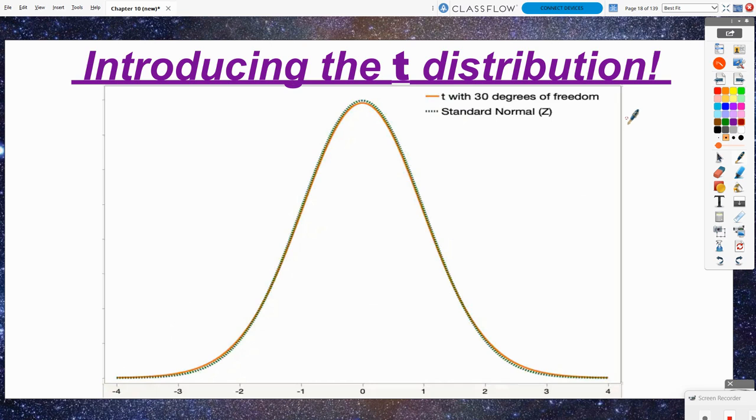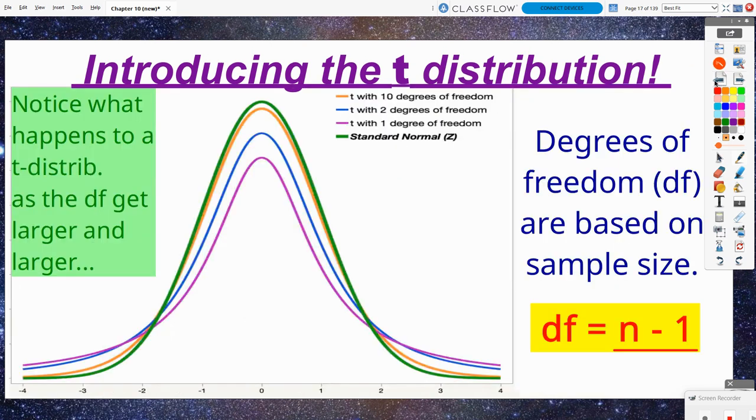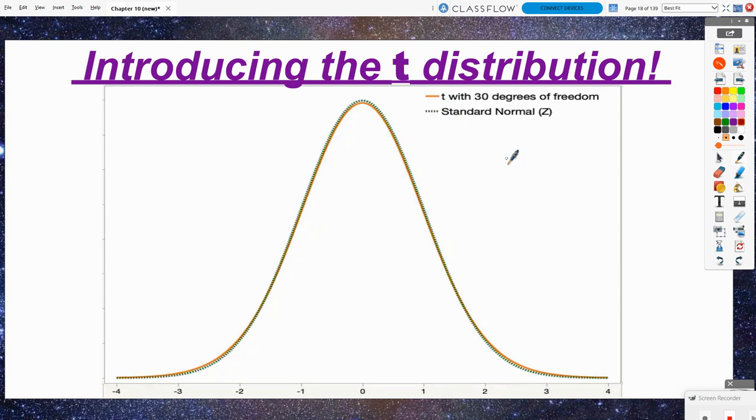Now, the other thing I want to show you, because in this one I showed you, the green's the standard normal, and then the orange was a t-distribution with 10 degrees of freedom. Here is now a picture of a standard normal with a t-distribution with 30 degrees of freedom. And notice there is not a whole lot of difference between those two things. But still, notice the t-distribution is technically underneath in the middle here of the standard normal distribution.